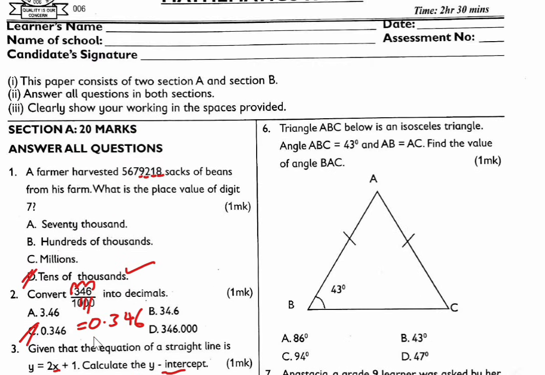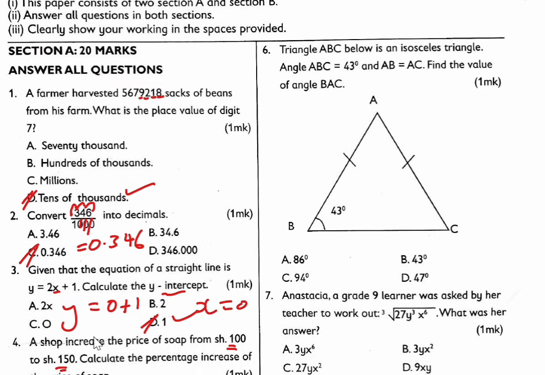Let us go on to question number 6. A triangle below is an isosceles triangle. Angle ABC is equal to 43 degrees and AB is equal to AC. This means that side AB is equal to side AC. They are equal. Find the value of angle BAC. For BAC, you look at the letter in the center. So BAC is here, and therefore this is the angle that we're going to find.